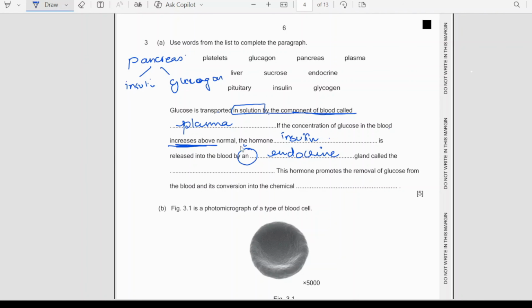Okay. Endocrine gland, and the name of the gland is pancreas. We have already discussed. This hormone promotes the removal of glucose from the blood and its conversion into a chemical called glycogen.